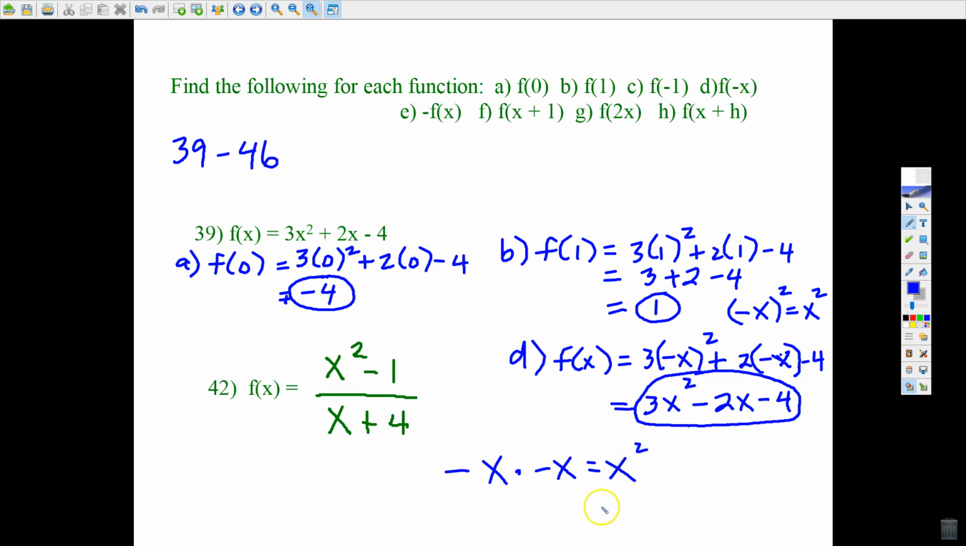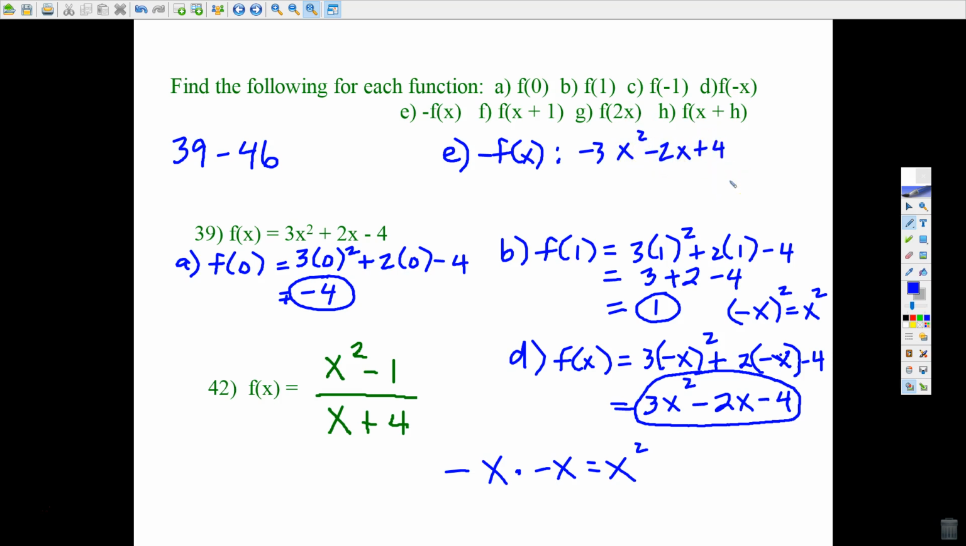Okay, any other questions? Everybody see how we got that? All right, I'm going to go to a new slide, and we'll take a look at letter E. This reads as the opposite of, or in other words, what if you multiplied the function by -1? If I multiply this whole function by -1, which is really what that says, what does it become? -3x squared minus 2x plus 4.